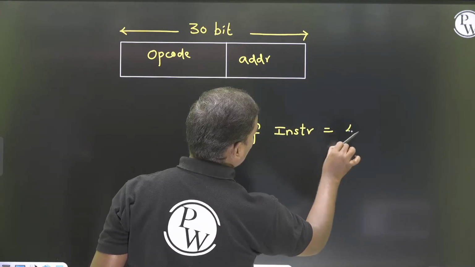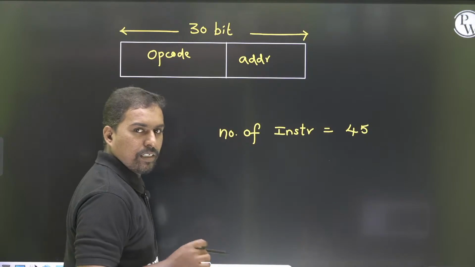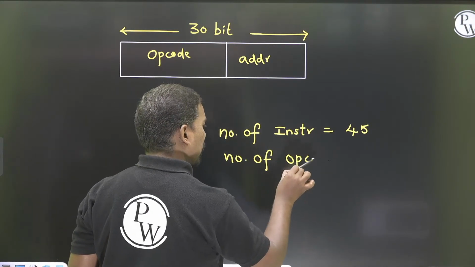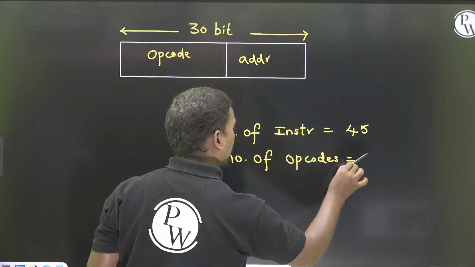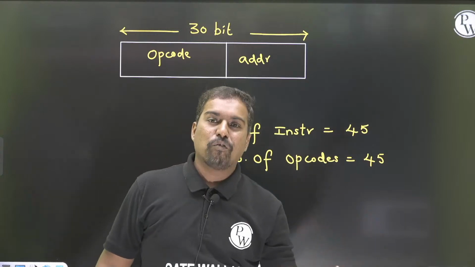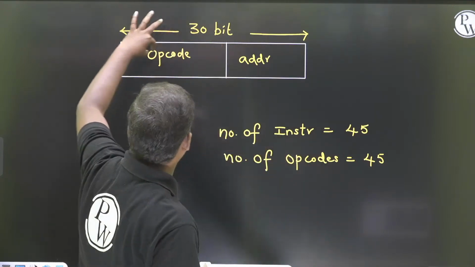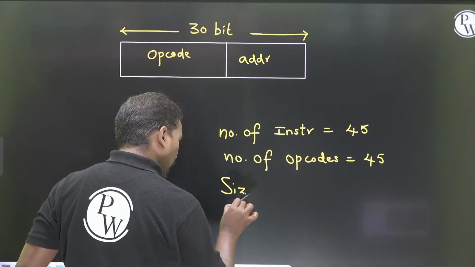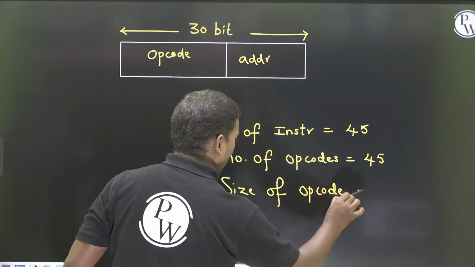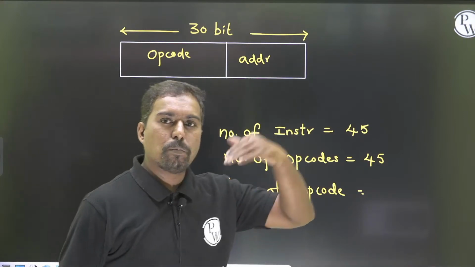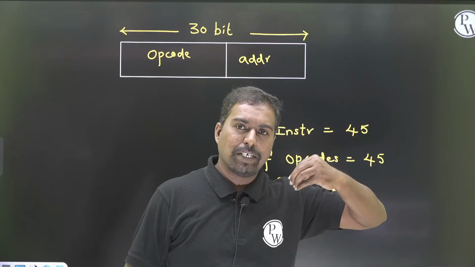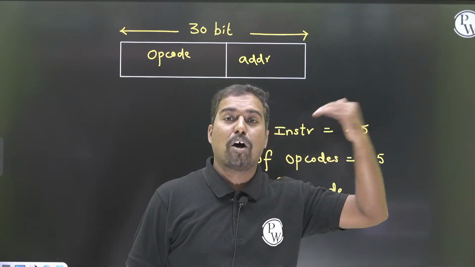The number of instructions is 45, which means the number of operations or opcodes is equal to 45. To represent 45 opcodes, what should be the size of the opcode? I told you, just like address lines: if you have n address lines, you can support 2 power n memory locations. Similarly, if you have an opcode of n bits, you can represent 2 power n operations.